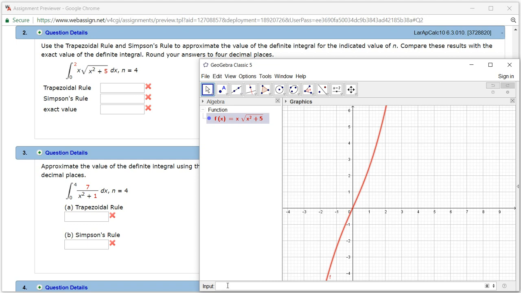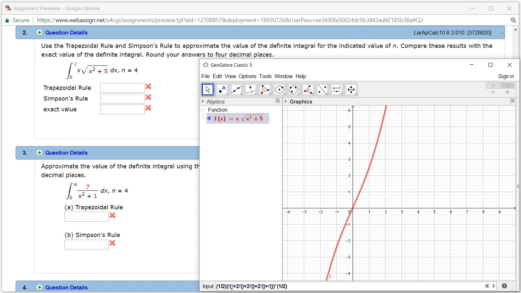Since n equals 4 and the interval is going from 0 to 2, 2 divided by 4, so delta x is 1/2. For the trapezoid rule, start with 1/2, then we have f of something plus 2 times f of something, plus 2 times f of something, plus 2 times f of something, plus f of something. This 1/2 is delta x, part of the trapezoid rule.